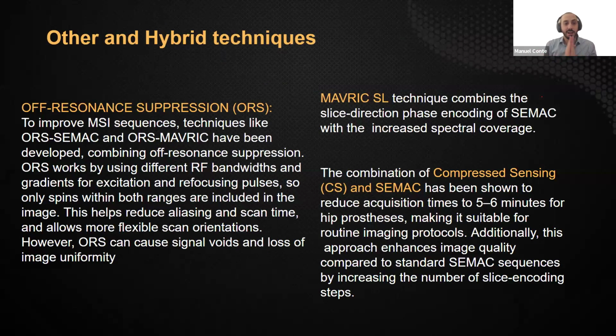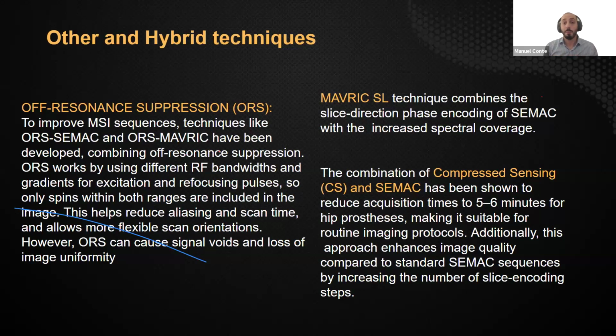In this case, ORS works by using different RF bandwidths and different gradients for excitation and refocusing pulses. So only the spins within both ranges are included in the image. This helps to reduce aliasing and scan time. However, it causes signal loss and loss of image uniformity.